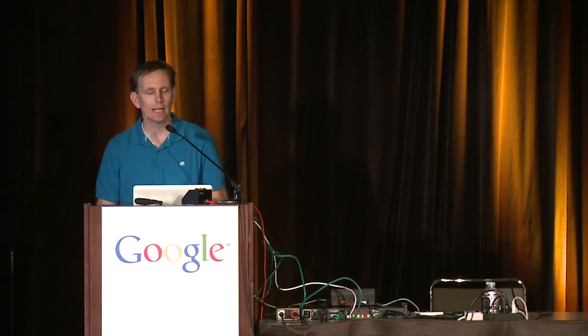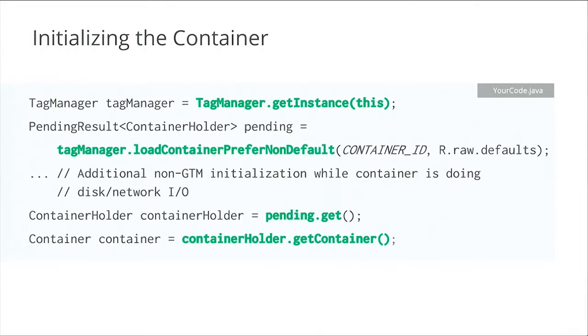Okay, let's look at what that looks like. You initialize your container. When you initialize a container, you provide two important pieces of information. One is the container ID, and that's provided when you create the container. And the second is the location of your default container within your application. And that's used, again, when we have not yet downloaded a container from the network.